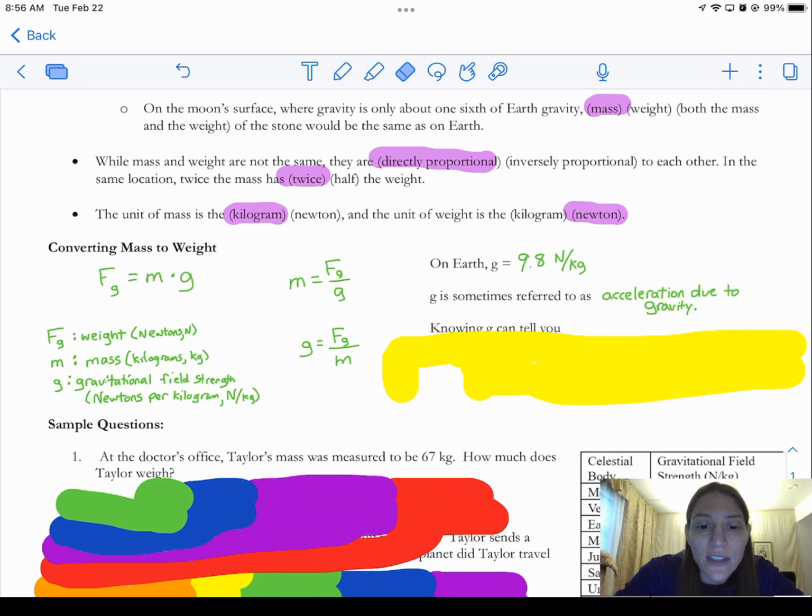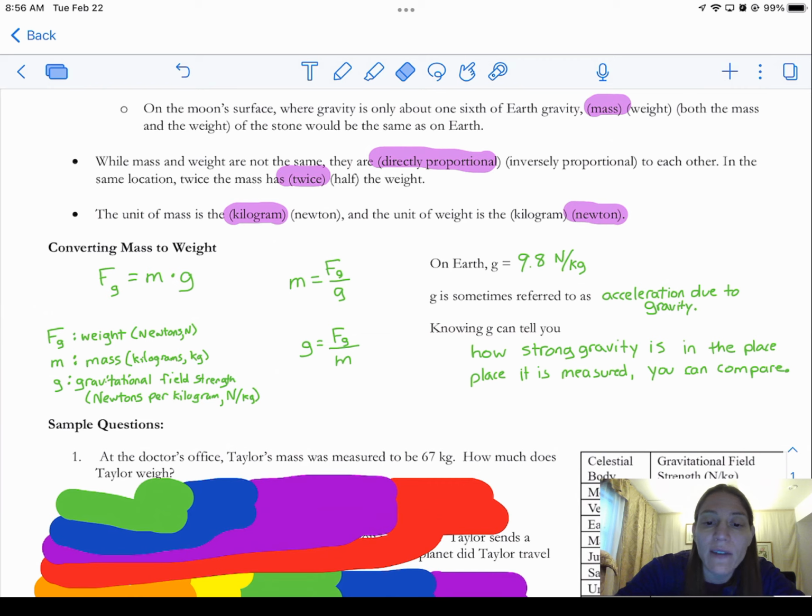Sometimes we call g the acceleration due to gravity, so you might see it as acceleration due to gravity in some of the questions on the practice and in some of the questions on quizzes and tests and whatnot. Or you might hear it talked about that way in other places. But knowing g can tell you how strong gravity is in a place where it's being measured.